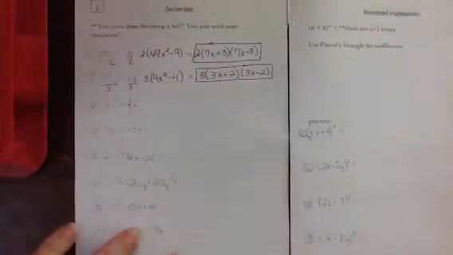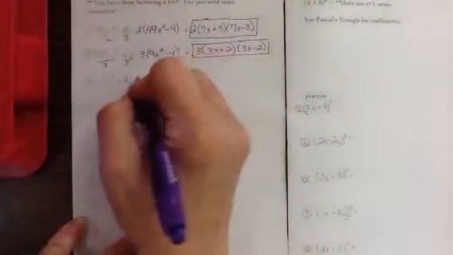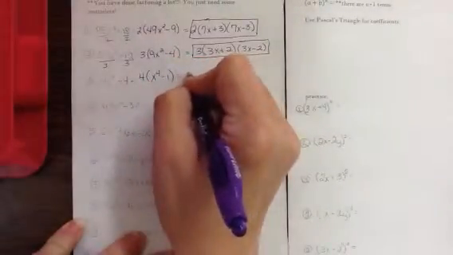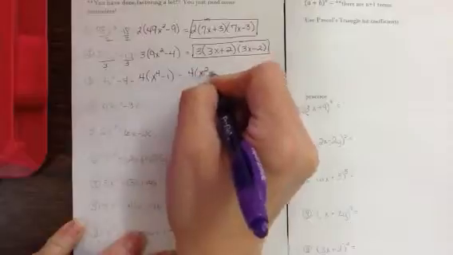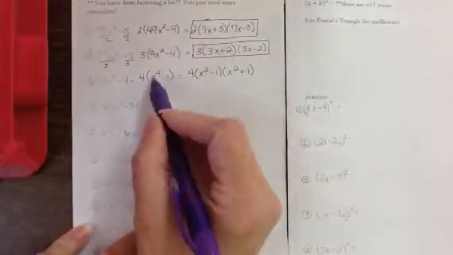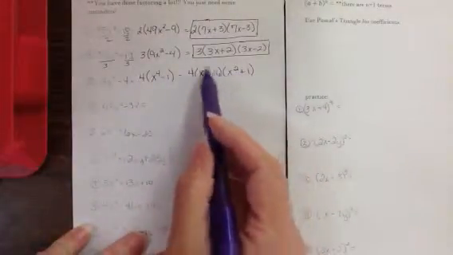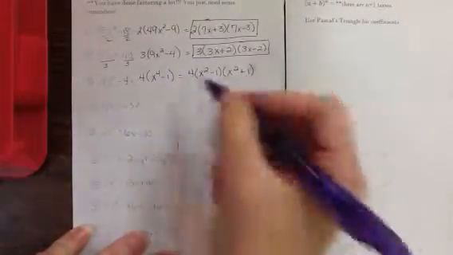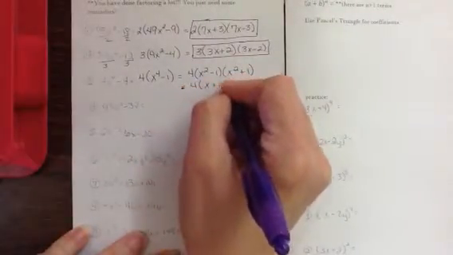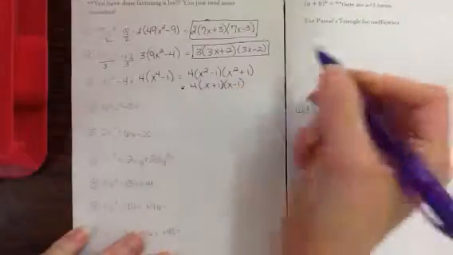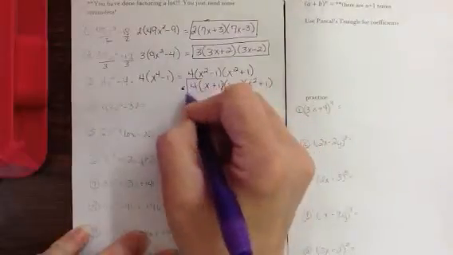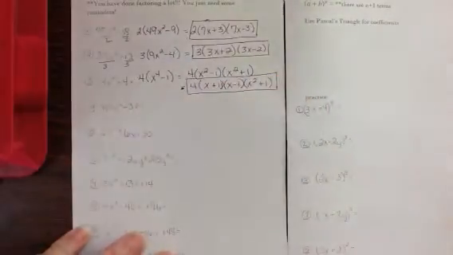Next, 4x to the 4th minus 4. If we factor out a 4, we get x to the 4th minus 1. So that gives us 4 times x squared minus 1 times x squared plus 1, because x to the 4th is a perfect square. But now this one would factor again. So again, this might be one of your choices, but it's not the right one, because this factors again into x plus 1, x minus 1. And then the last one won't factor because it's not a difference of squares. The sum of squares won't factor.